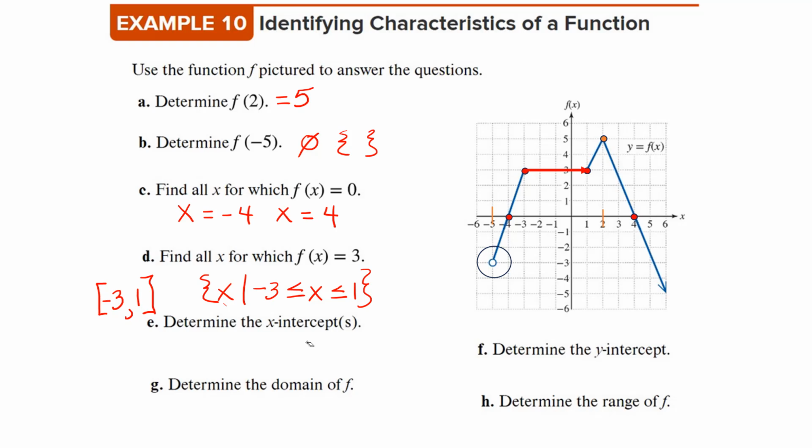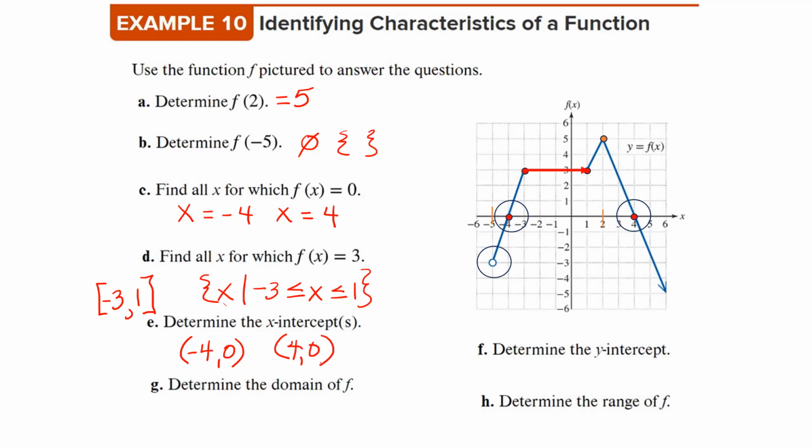So now we're going to determine the x-intercepts, and that is very similar to part C, but now it is asking for the actual points where this graph crosses the x-axis. So those 2 points are negative 4, 0 and 4, 0.